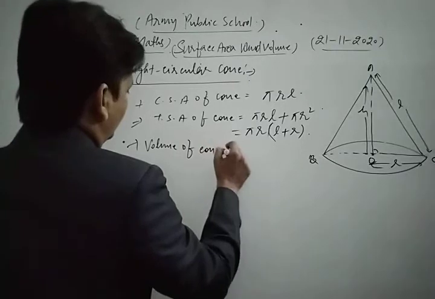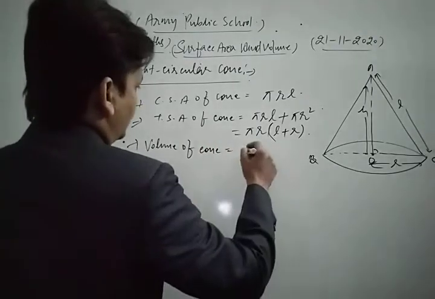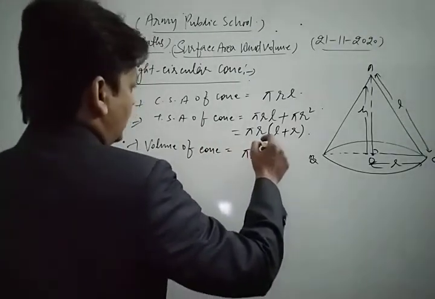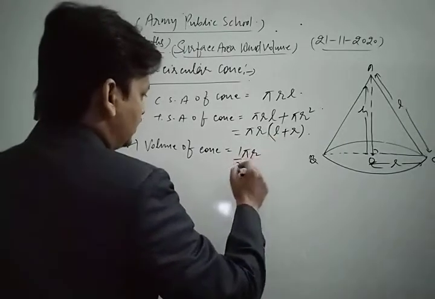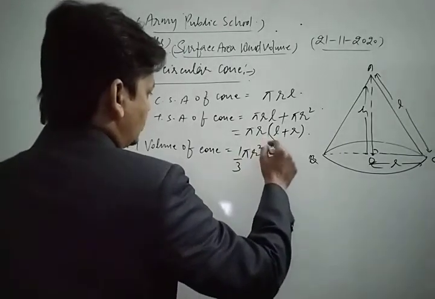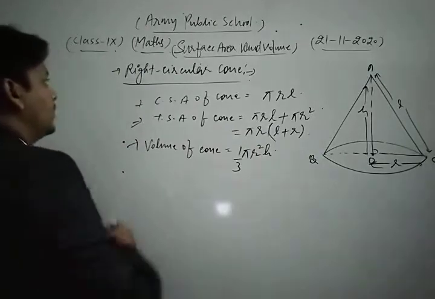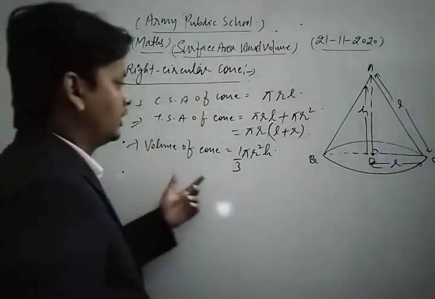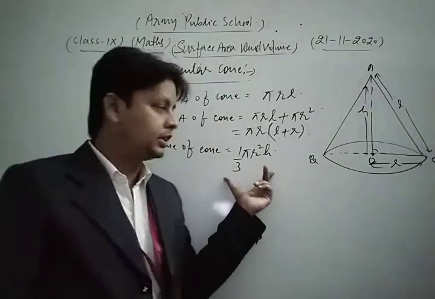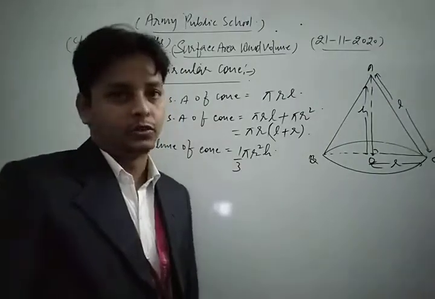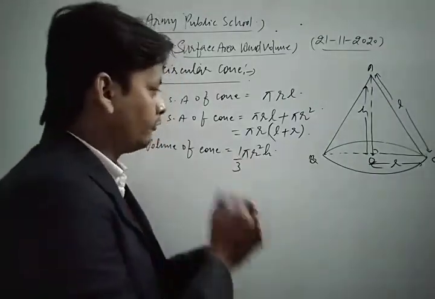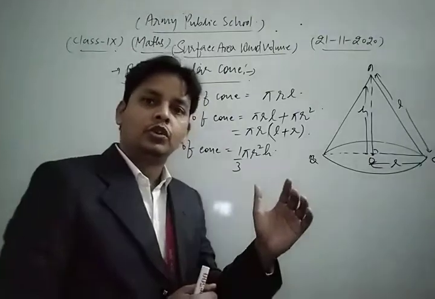Volume of the cone is what? Pi r square is pi r, 1 by 3 pi r square. This is the formula for the volume of the right circular cone, which is 1 by 3 pi r square h. Okay, so these are some important formulas related to cone.